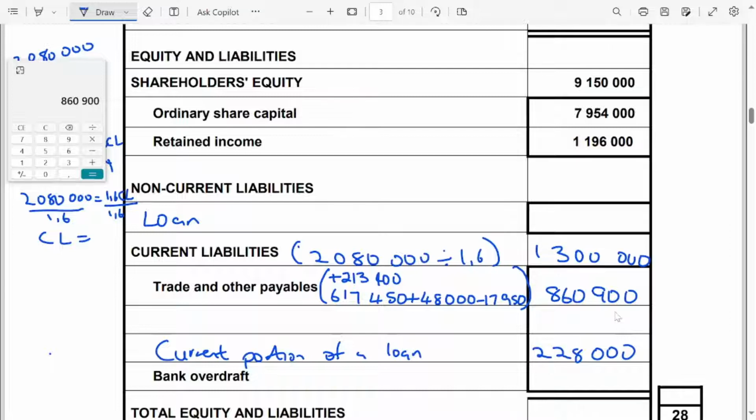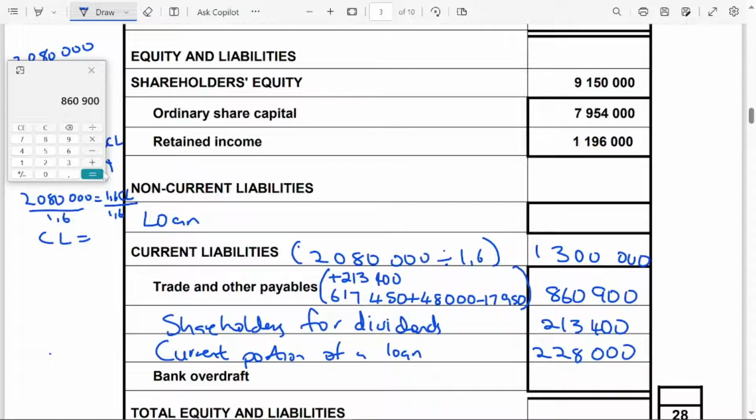Okay, so let's come here and fix this one. Shareholders with dividends, let's separate them and give them their own accounts, 213,400. But even if you write it this way, it's fine. Just that here they gave us a space. 213,400. Okay, so now this is 600. Let's get this, 647,500.